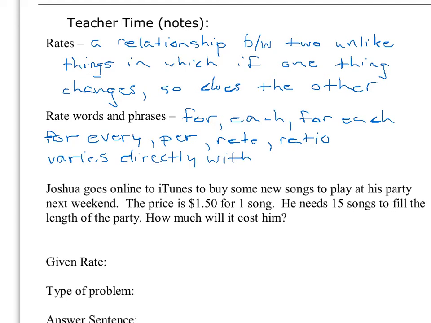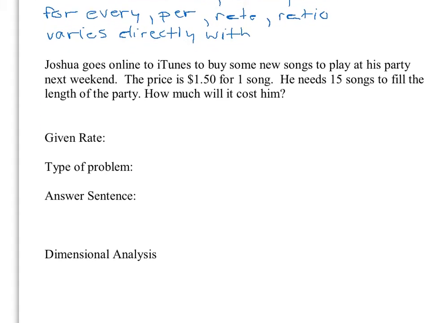All of these are going to be indicators that it could possibly be a rate problem. That's not to say that every word problem that has the word for in it is going to be a rate problem. But if we see for giving us a link between two different sets of units, then that might very well be a rate problem. Also, it doesn't mean that every time we have a rate problem, one of these words will be in it. That's not necessarily the way it works. So not every word problem is going to have these words in it, and not every word problem that has these words in it is a rate problem. So we're going to look at some examples today to help identify the rates.